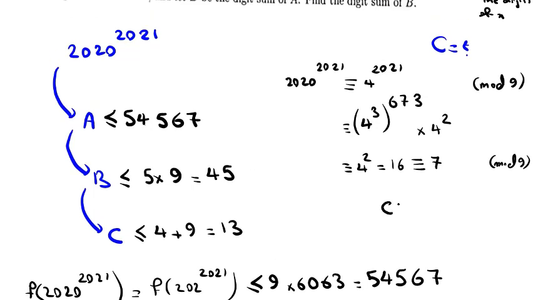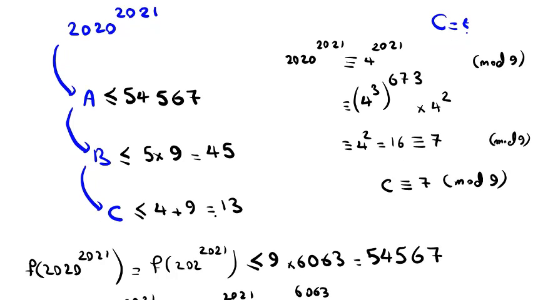We know C mod 9 is 7, because of this. So here, the only possible case for C is that C equals 7. So the answer of this problem is equal to 7.